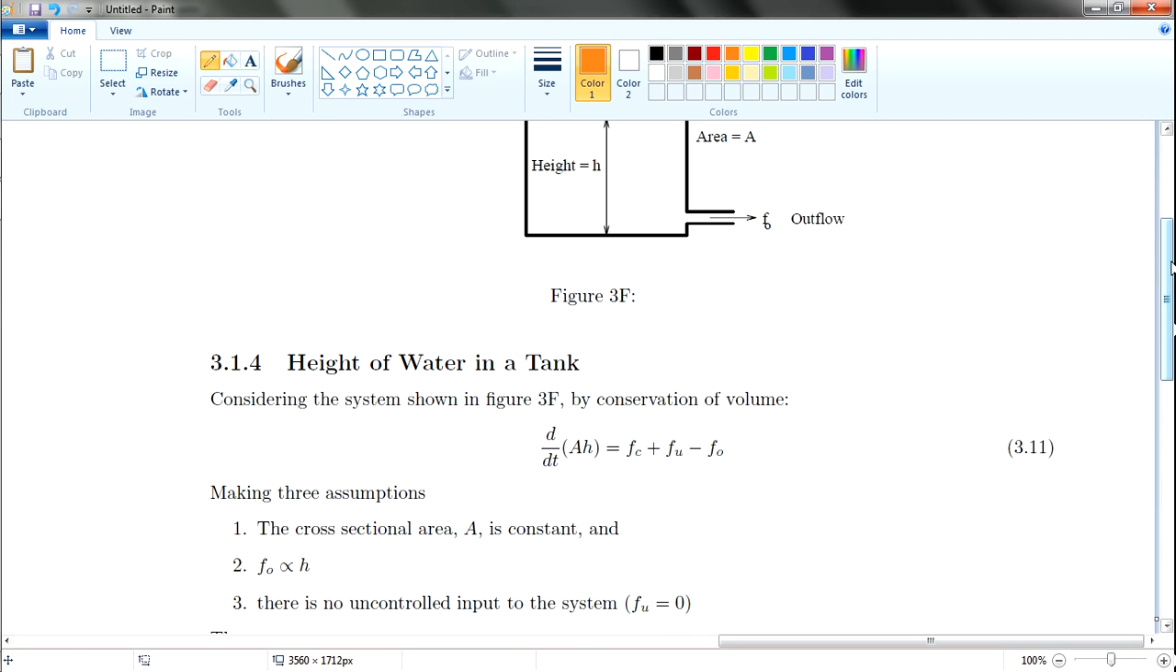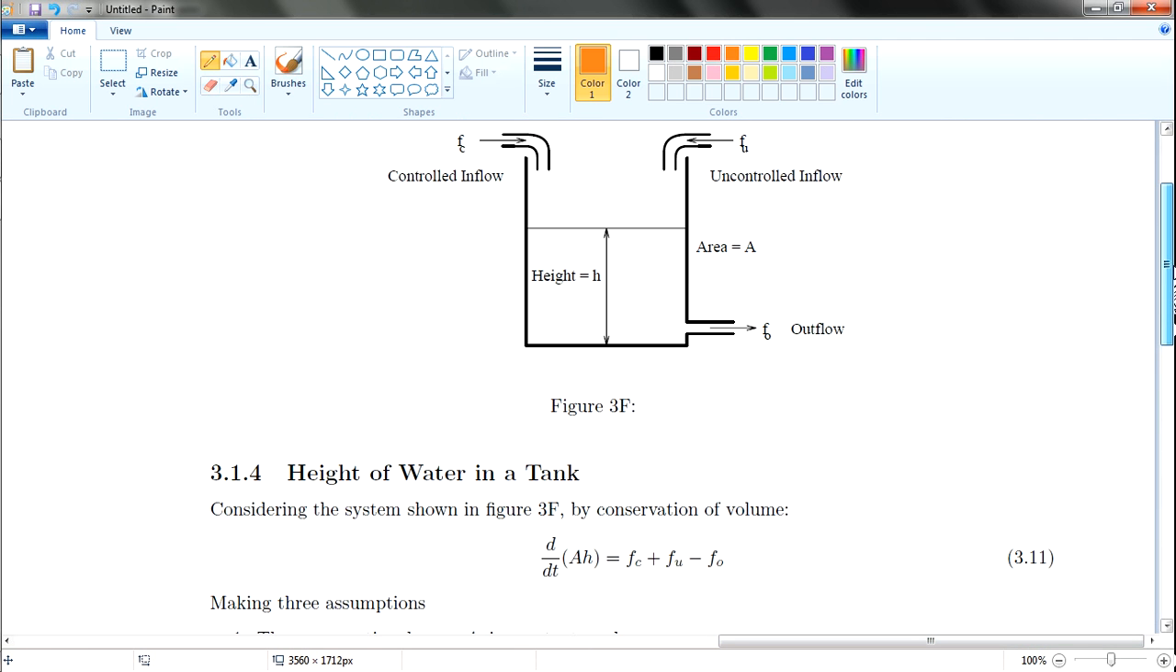So let me ask you this question. Which is the input and which is the output? You can see that we have controlled inflow and uncontrolled inflow. There's water flowing in, and there is water flowing out. There you can assume that there's power loss. And therefore, what is it? This is actually our power losses, or this is our input.